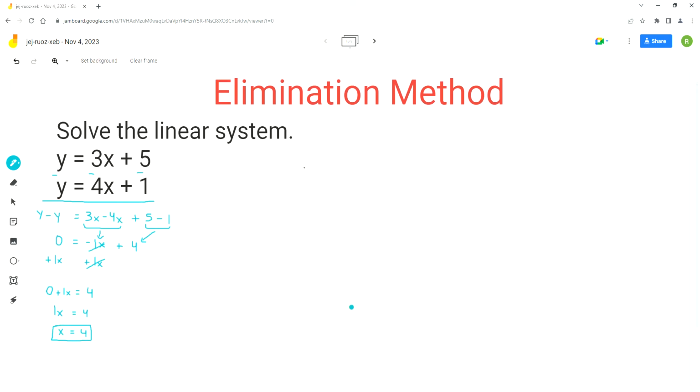Now we have to use this value of x to find the value of y, because when we solve a linear system, we have to find the values of both variables. For that, we can use either of the two equations. So we can use the second equation. The second equation is y equals 4x plus 1, and we found that x is equal to 4. So we can sub in x as 4 in this equation.